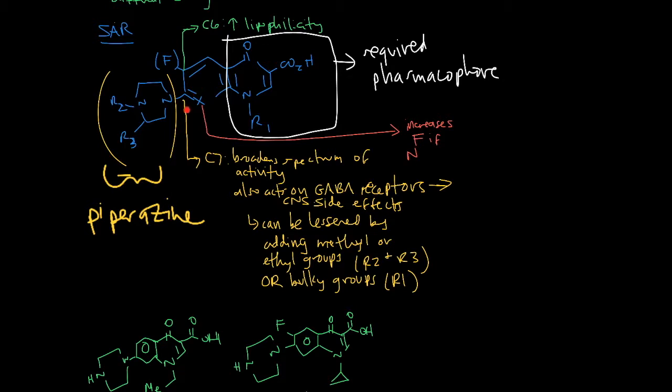And this X over here, if this X is a nitrogen, then you increase bioavailability, which is F. Don't get that F mixed up with the fluorine right here. This F on the right corresponds to bioavailability, not fluorine. So if you add a nitrogen here, you increase the bioavailability of the fluoroquinolone.